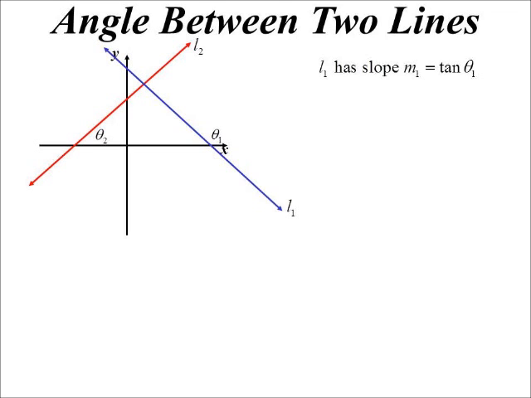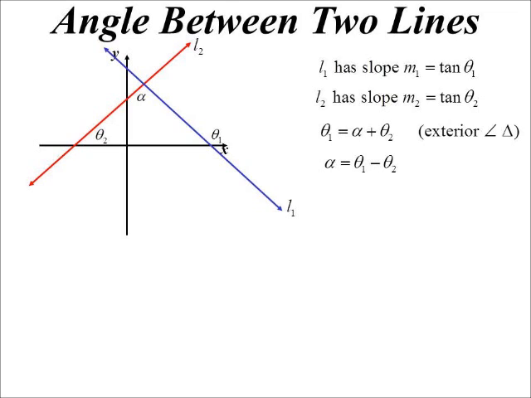Here's L2. L2 makes an angle of θ2 with the x-axis. So therefore, it has the slope m2. Now, if I want to find the angle between these two lines, which I've called alpha, a little bit of geometry. I know that θ1 will equal alpha plus θ2, exterior angle of a triangle. Rearrange that, I get alpha is equal to θ1 minus θ2.